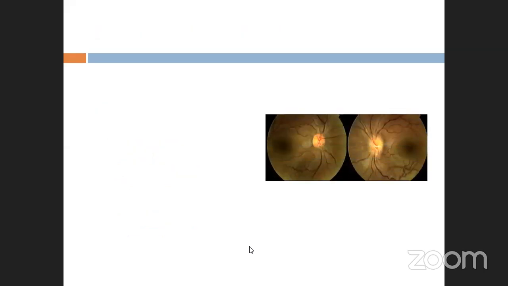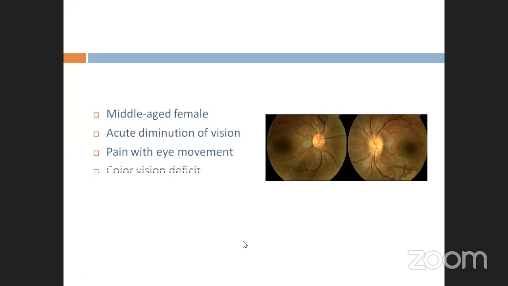Here we have a patient who shows optic disc swelling of the right eye, hyperemic disc, normal disc in the left eye. This is the swollen disc of the left eye, normal right eye. And this is found in a middle-aged female with acute diminution of vision, pain with eye movement, color vision deficit, and afferent pupillary defect in the left eye. So this could be optic neuritis.